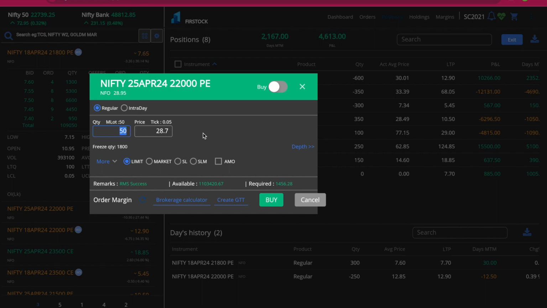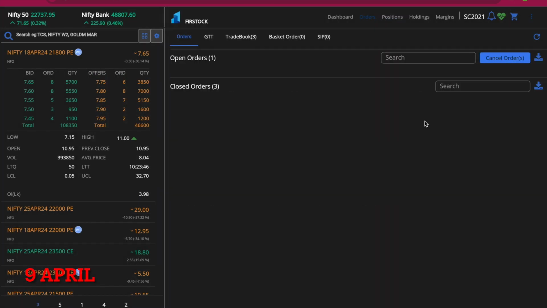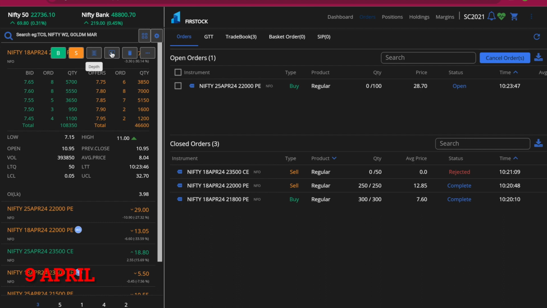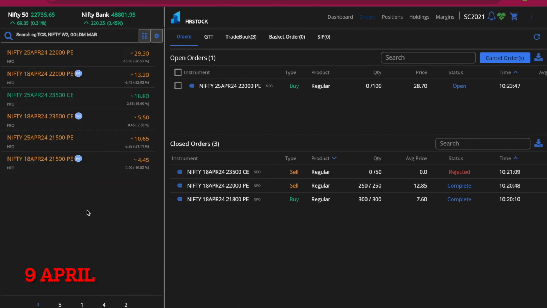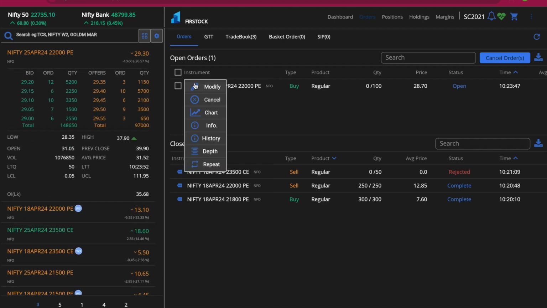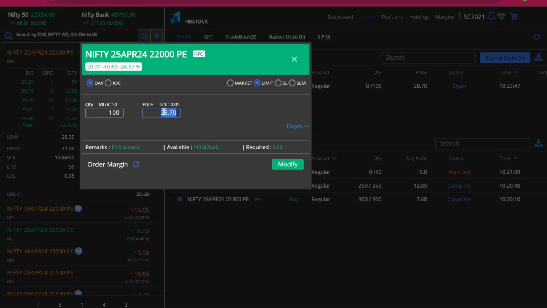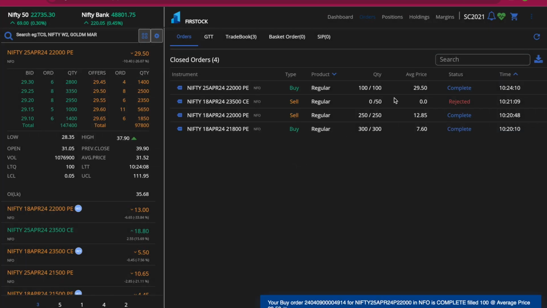So 350 quantity we are exiting, and we are adding 350, 3,500. Then we just have to add 100 quantity over here, and I'm going to buy this. We have exited the 22,000 PE. We have to buy and we have to sell. So this is the bought quantity. Now that is running at 29.15. That is again running at 5. Let's go with 5. It's triggered.